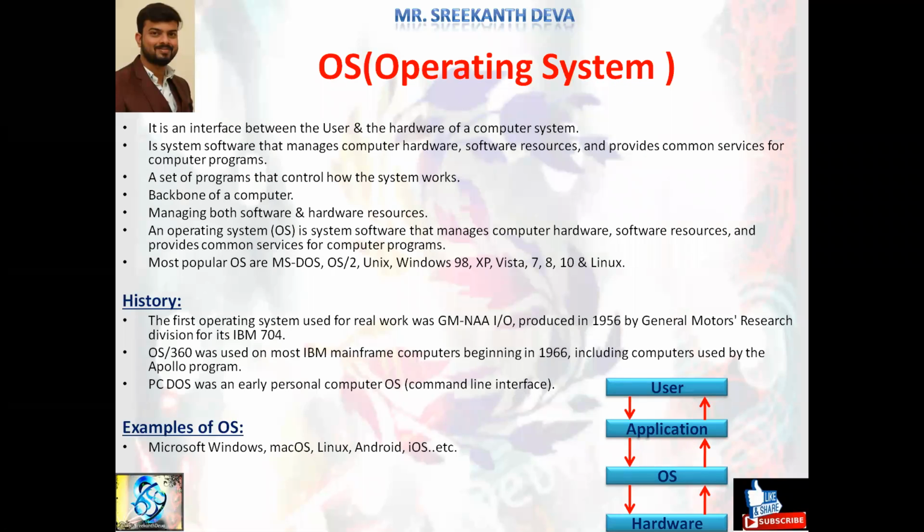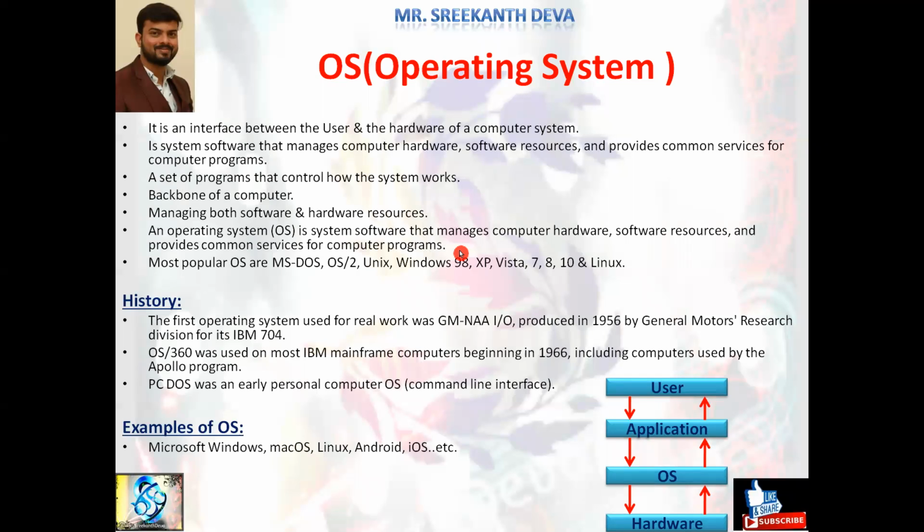Operating system is software that is an interface between the user and the hardware. Several operating systems are available in the market. Most popular operating systems are DOS (Disk Operating System), OS/2, Unix, Windows 98, Windows XP, Windows Vista, Windows 7, Windows 8. Nowadays we are using Windows 10, Linux based operating systems, and Unix based operating systems.